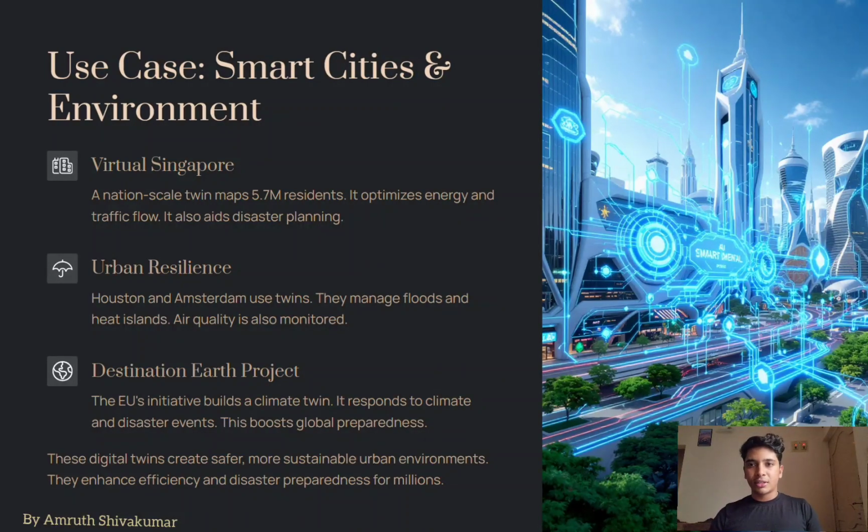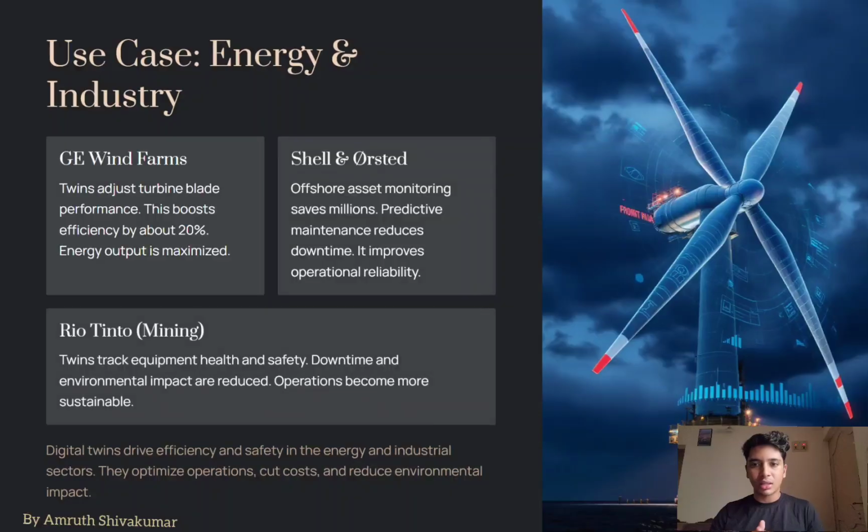One of the other interesting use cases of digital twins is energy and industry. Industries are seeing major benefits from digital twins, especially in energy and heavy manufacturing. Take GE's wind farms. Digital twins help adjust turbine blade angles in real time, improving energy output by up to 20%. Oil giants like Shell monitor offshore assets to detect issues early and reduce downtime.